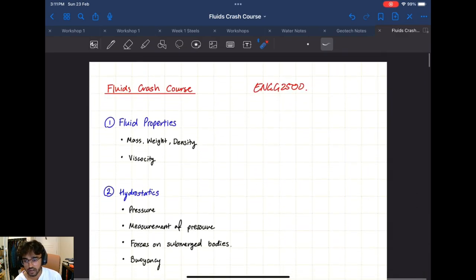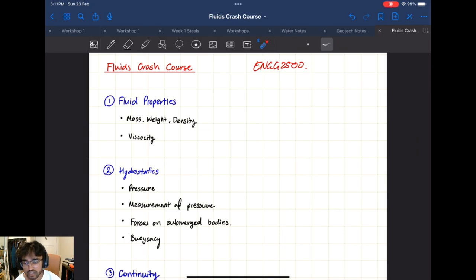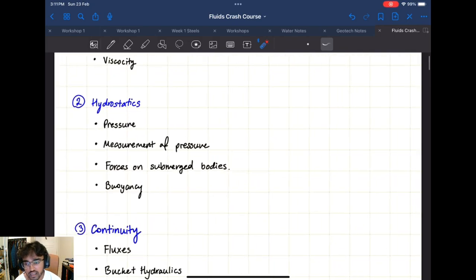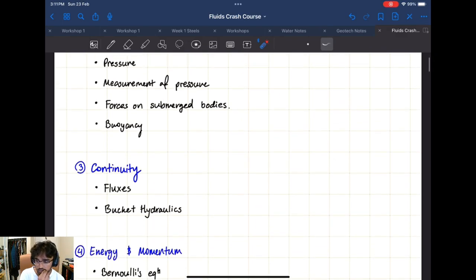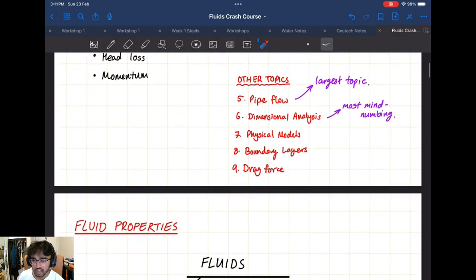First, I'm going to take a look at fluid properties, which is to do with the mass, weight, and density of a fluid, as well as the viscosity. Then hydrostatics, which just deals with pressure versus depth, and then forces. So pressure and forces to do with fluids. And then there's continuity, where I'll introduce you to fluxes and bucket hydraulics.